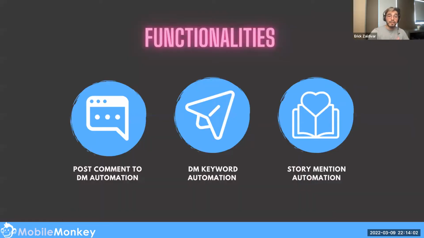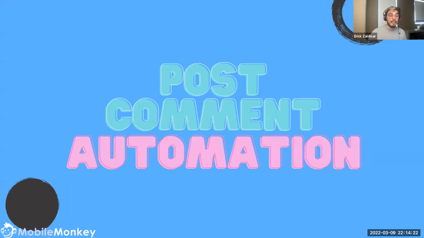InstaChamp has a lot of features, but again, focusing on the unicorn pieces of what really drive a lot of the results and what people are really using to help grow their business today, there are 3 core functionalities. You have your post comment to DM automation, you have your DM keyword automation, and then you have story mention automations. The first one that we're going to talk about is post comment automation.